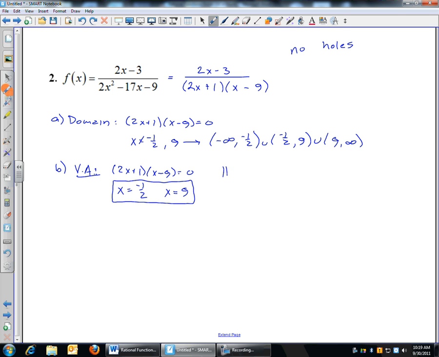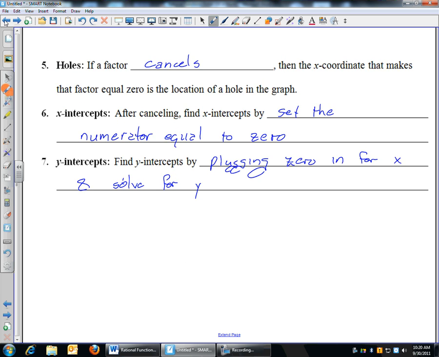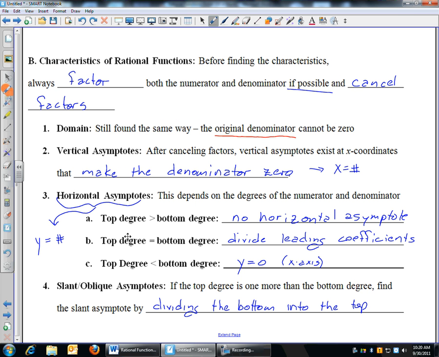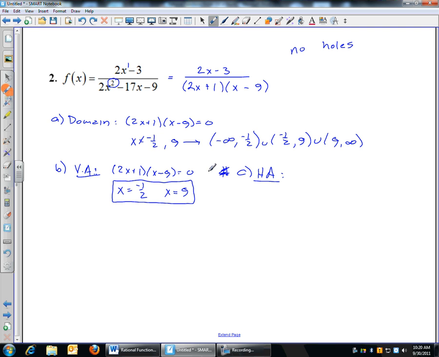Horizontal asymptotes, I'll call this part C. Horizontal asymptotes, this is when you look at the degree. My degree on bottom is 2. My degree on top was 1. So my bottom degree is bigger. Let's go back and see what that means. Top degree bigger, top degree equal, top degree smaller than bottom degree. If the bottom degree is bigger, this is what I'm saying down here on part C, your horizontal asymptote is y equals 0. So since my bottom degree is bigger, horizontal asymptote is y equals 0. There's really no work to show for that. That's probably the easiest part of all this.